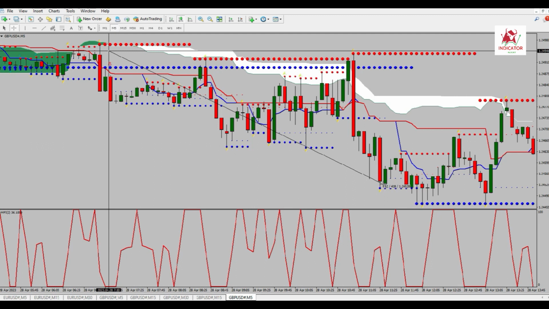Sell: 1, price breaks the support. 2, money flow index touches 100 level. 3, value chart bearish divergence.